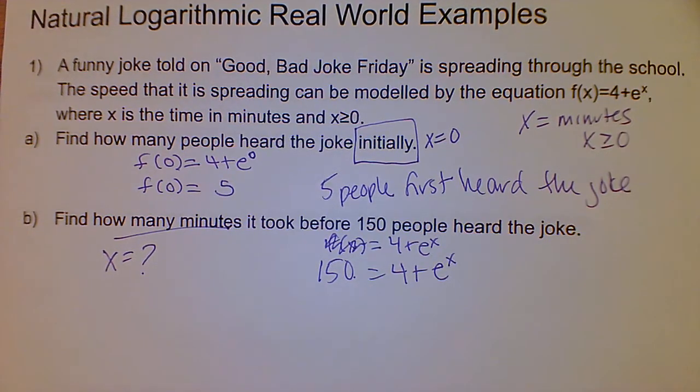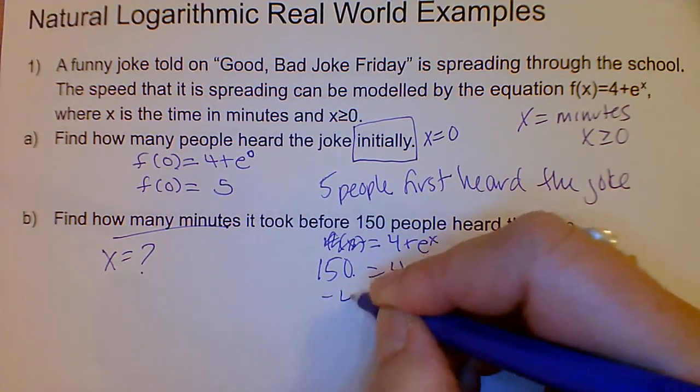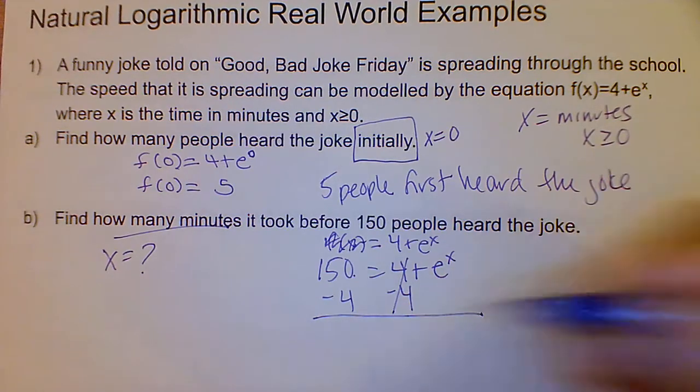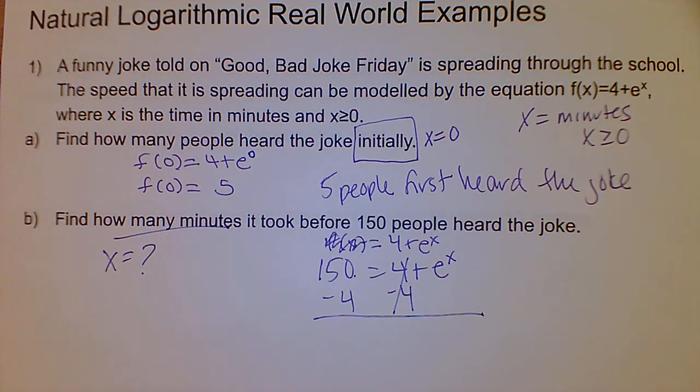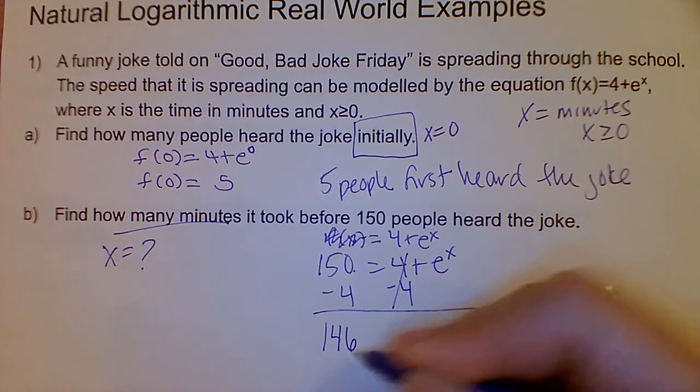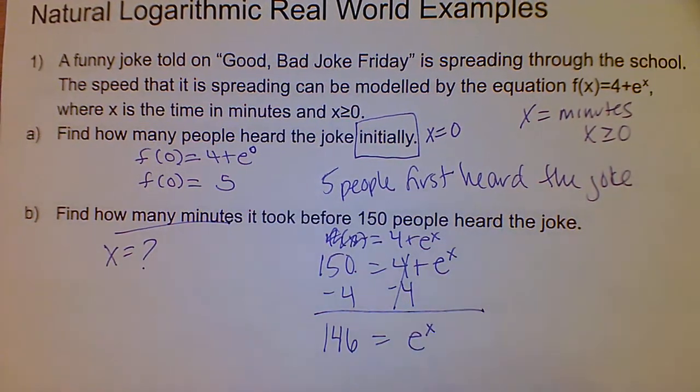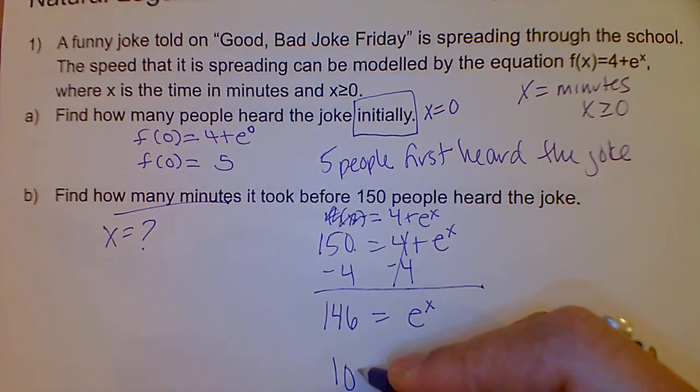Now, in order to find what x is, we have to undo addition and subtraction. And I'm really hoping that throughout the years of math, you're like, subtract 4. That should get rid of that addition. So we subtract 4. So we have 146 equals e to the x. And I hope you are remembering that we can't really do anything here. And you're right, we have to turn it into logs. So let's turn it into logs.